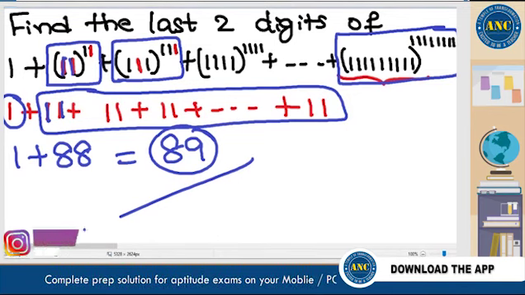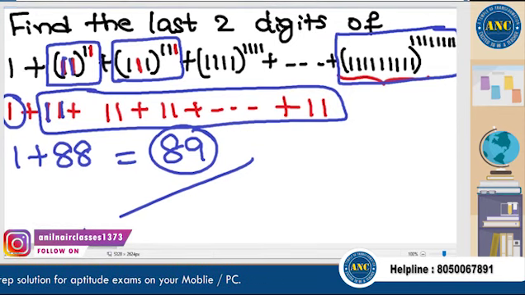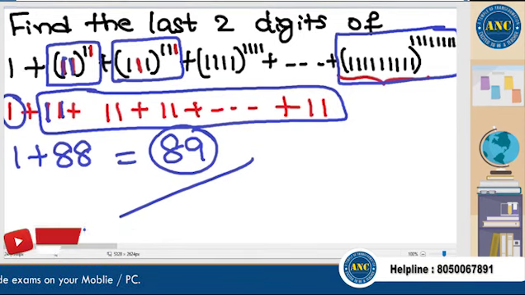Clear, sir? Rahul says it is clear. Everyone clear? Ramesh says it is clear.